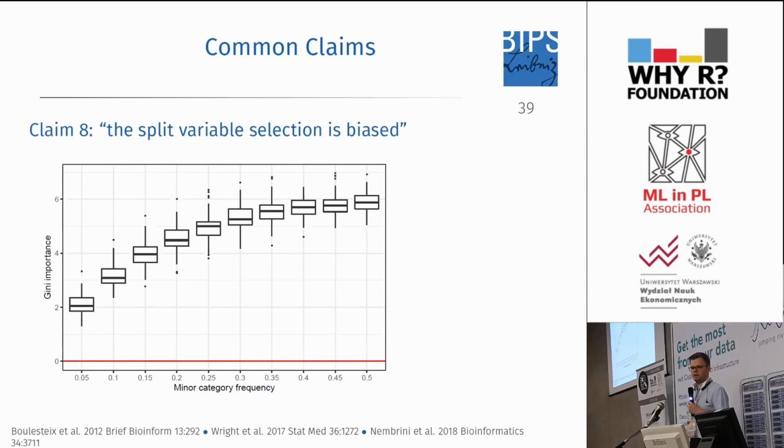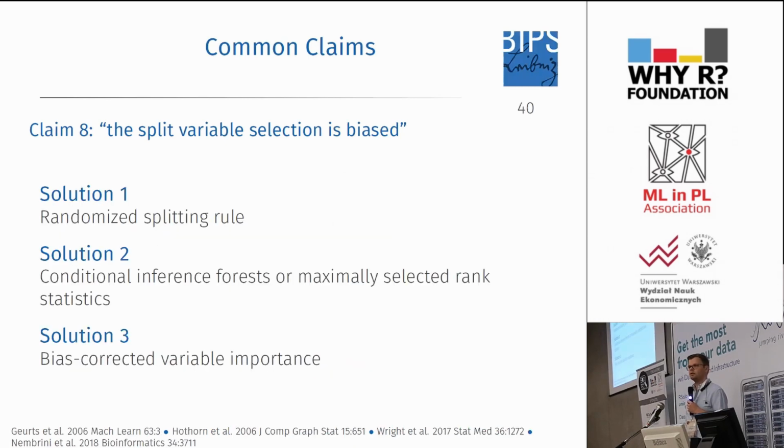And interestingly, you see the same for the category frequency. So not only for the number of categories, but also for the frequency, which is even more common than different numbers of categories. Good news is we have solutions for that. So we have randomized splitting rules, where you select the mtry variables and you just select a random split point for each of them, and then use the best of them. So it's not purely random, but with a random component, and you only have one split point per variable, so it's a fair comparison, and you don't have that bias anymore.